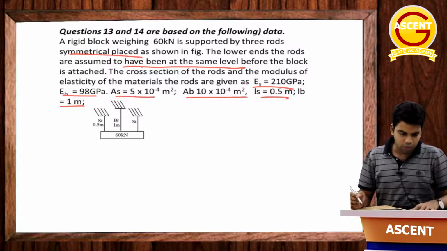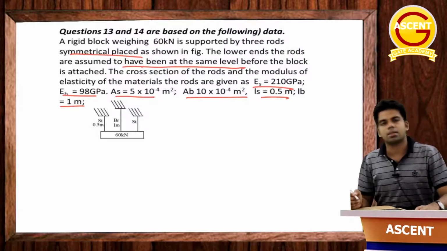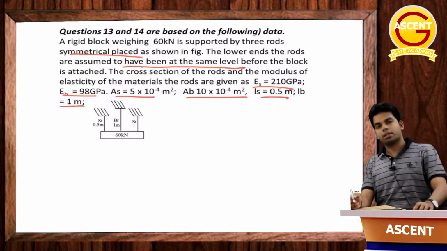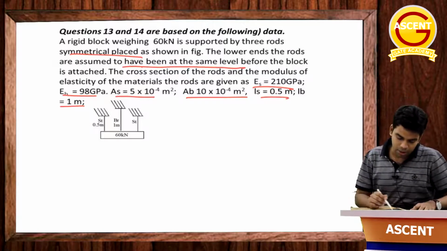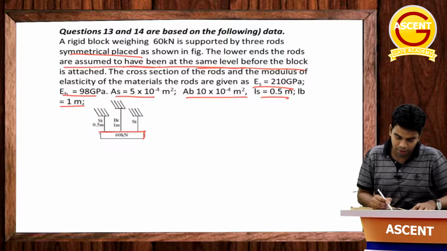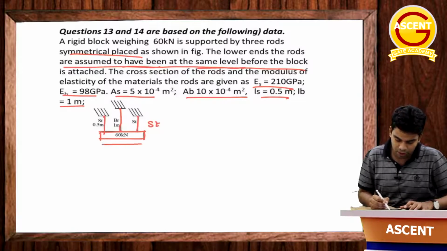Now what we have to do is first determine the stress in the steel rod. Now how can we determine the stress? One thing is given: the wires are at the same level before the block is attached. After the block is attached, because there is steel on both sides and brass in the middle, obviously the deflection in the final position of the block would be like this. That means the deflection of the steel and the deflection of the brass will be the same.